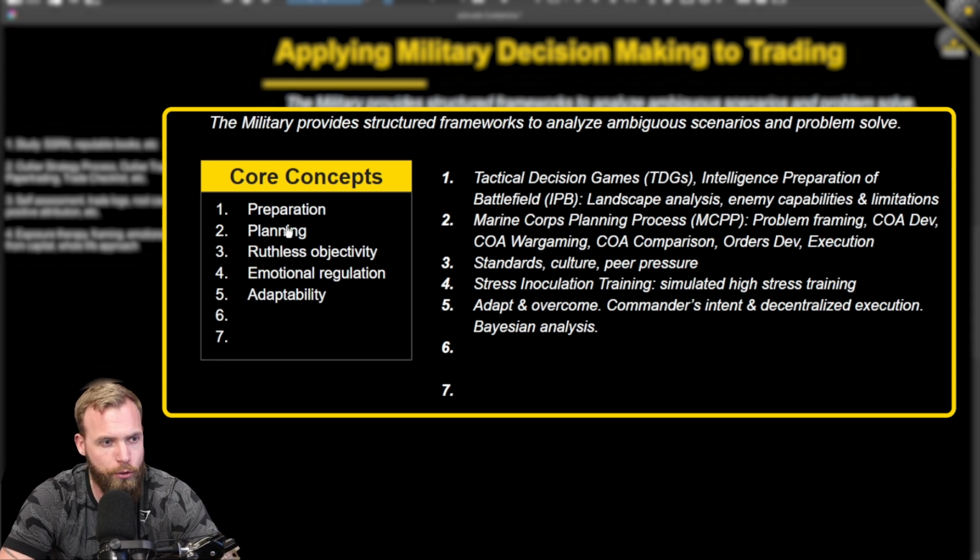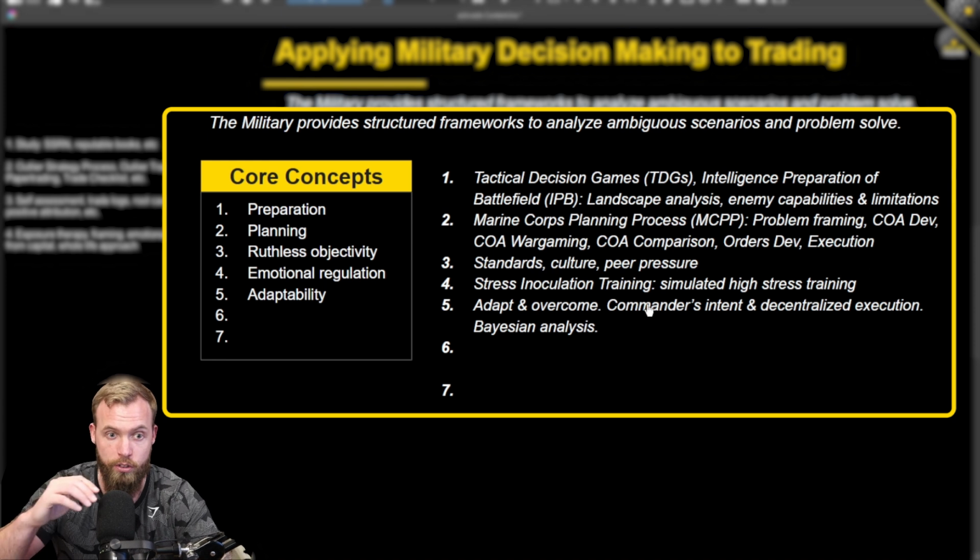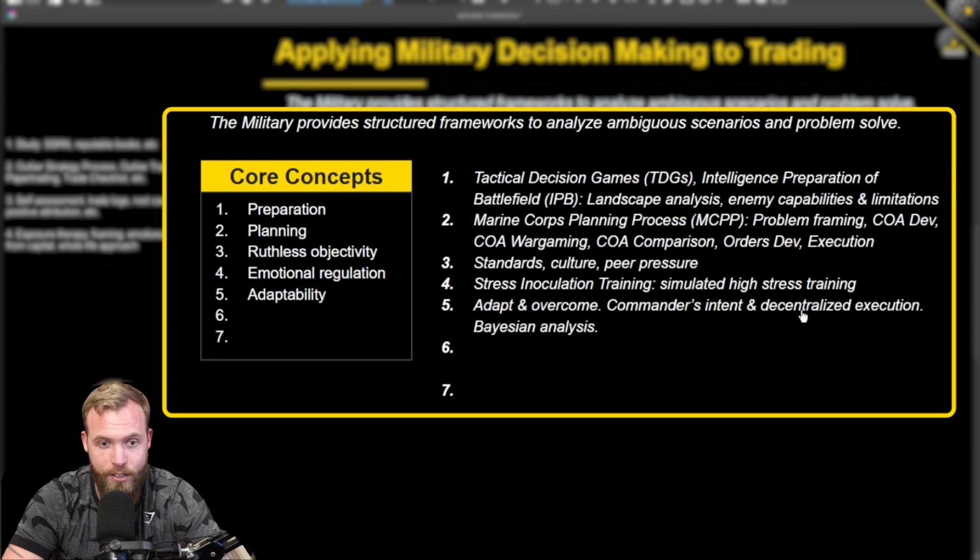So then why do we go through planning? It's because the planning process itself is equally, if not more, valuable than the output of the planning. And going through that allows us to be way more adaptable because we're able to understand. In the military, we call it the commander's intent. It's the ultimate thing that we're trying to accomplish. In the trading world, the commander's intent is whatever your goals are as a trader. And then decentralized execution is how do we actually attain that goal?